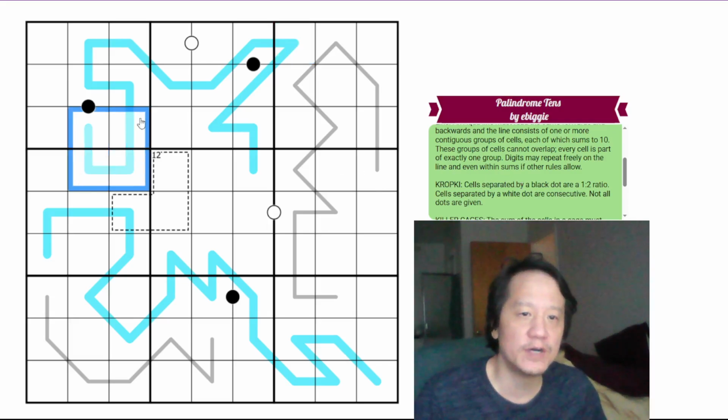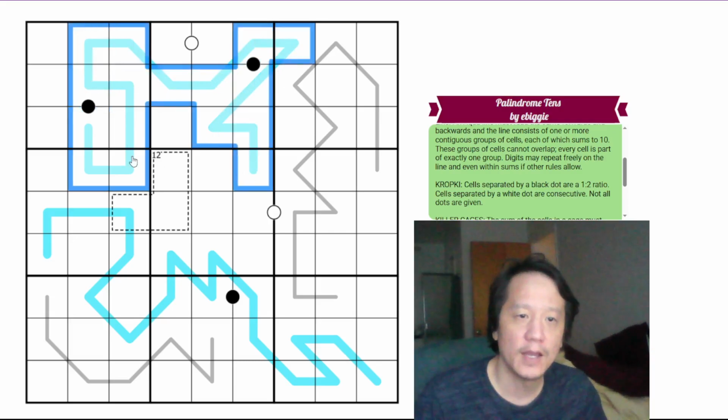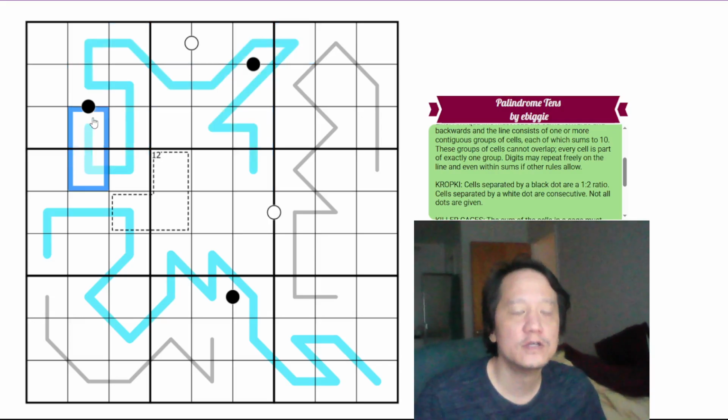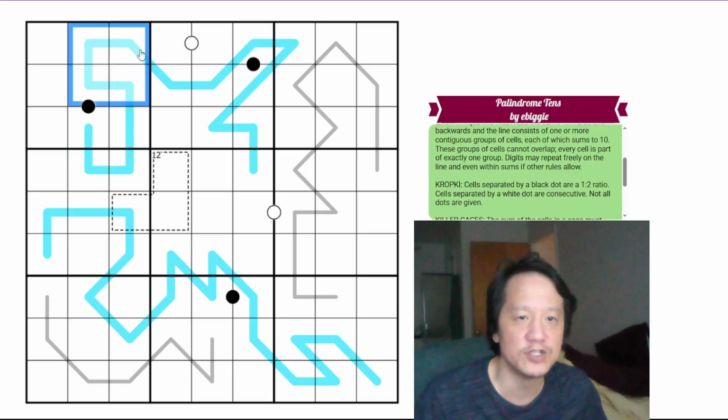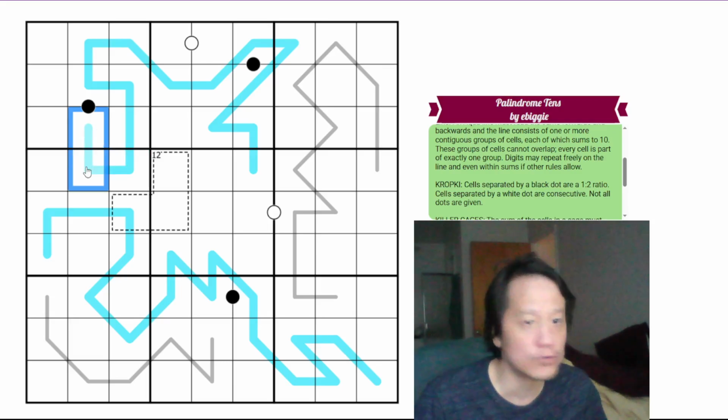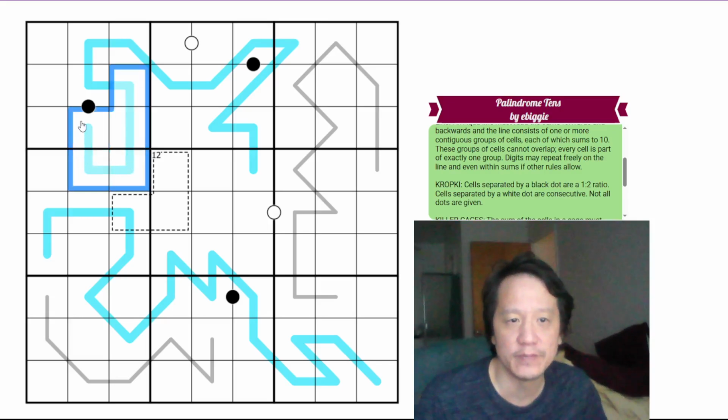So this must read the same forward as it does backwards. And in addition, every cell is part of a set of digits that add up to 10. So it could be 2 digits, it could be 3 digits, or 4 digits, or even 5 digits potentially if you have enough digits. Even 6 potentially if that makes enough digits, though in this case it wouldn't work.